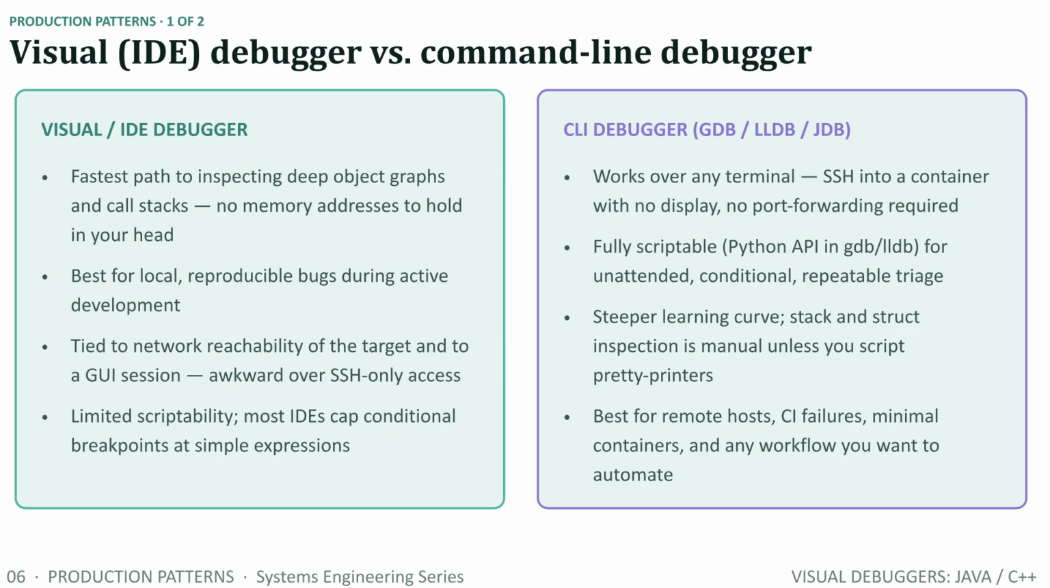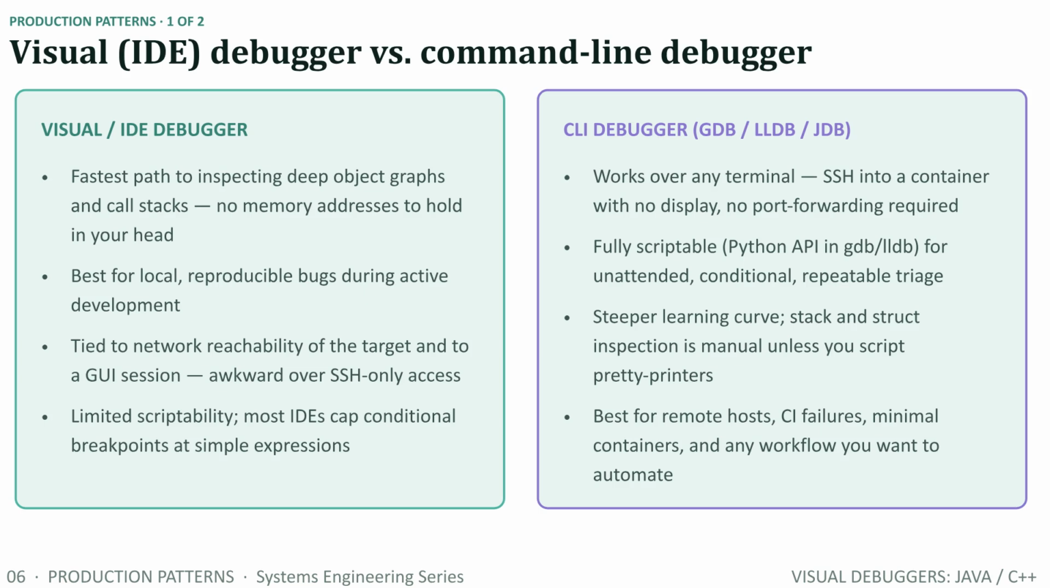The command line debugger, GDB, LLDB, JDB, wins on reach and repeatability. It runs anywhere a shell runs, including a stripped-down container with nothing but the binary inside it. And because it's scriptable, you can encode a triage procedure once, using the Python API we just looked at, and run it identically every single time the bug shows up again, instead of re-deriving the same click sequence from memory.